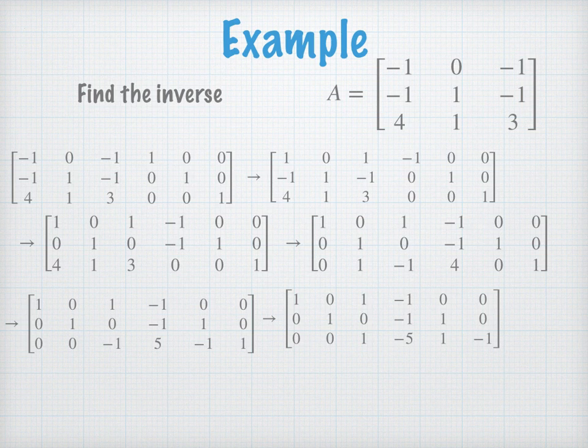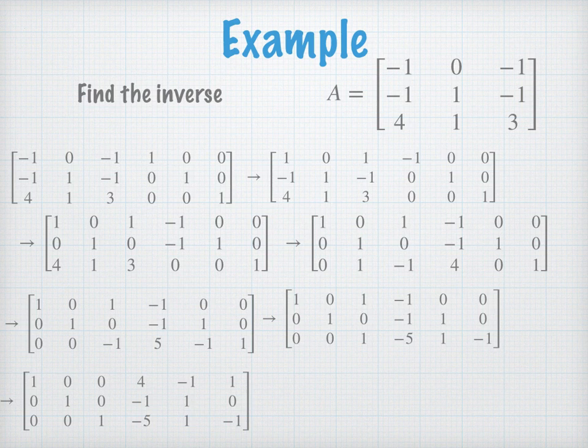Now I want everything else in that third column to be a 0. My second row already has a 0 there, so I'm just working with that first row. I need to make that 1 into a 0. I'm making something into a 0, so I'm talking about adding. What do I add to 1 to make it 0? I add negative 1. So that's what I'm going to do. I'm going to multiply my third row by negative 1 and add it to my first row.